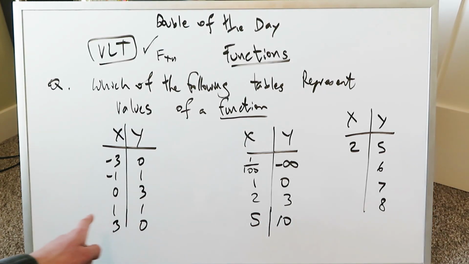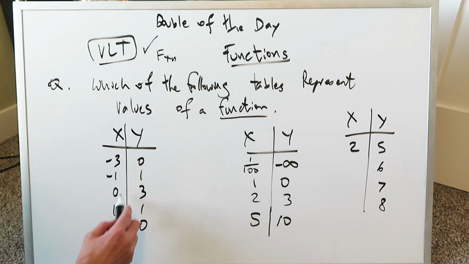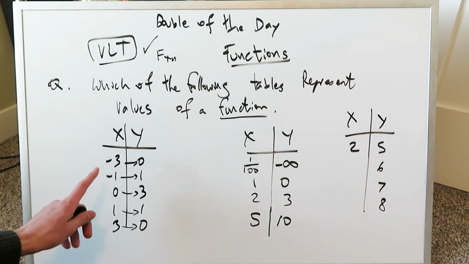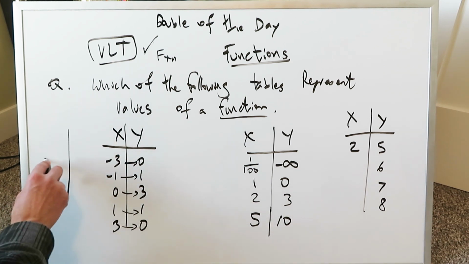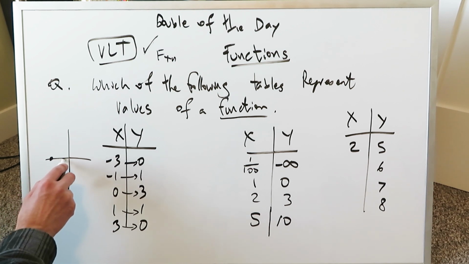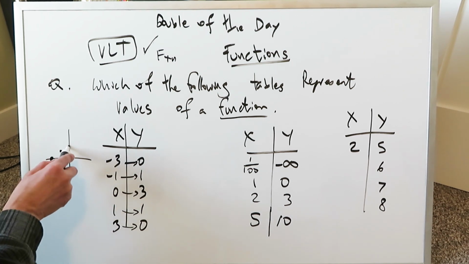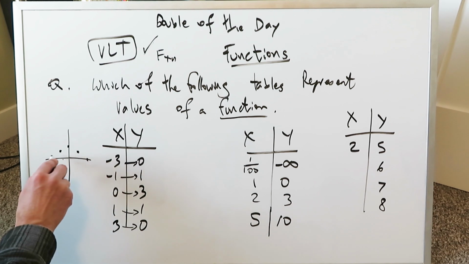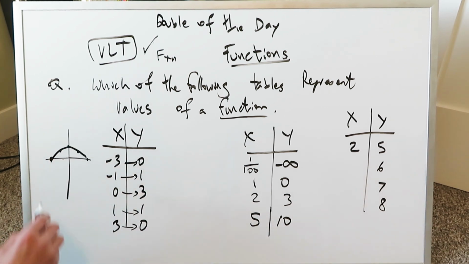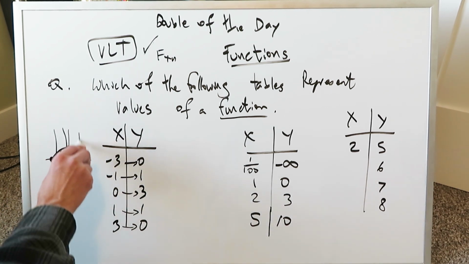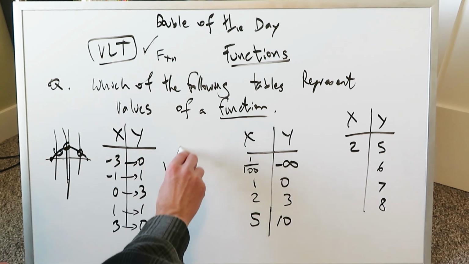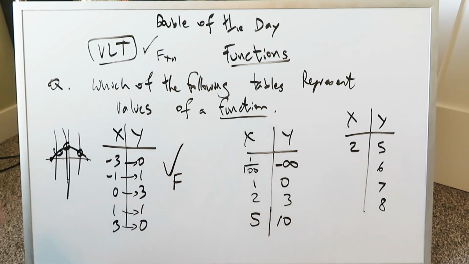Let's look at these three tables of values and answer the same question: which of these represents a function, which of these does not? When you're looking right over here, just see if there's a one-to-one correspondence. Each of these different x values is corresponding to a different y value, and I'm seeing a one-to-one correspondence. If you're unsure, just graph it out. Here's -3, 0, here's -1, 1, here's 0, 3, 1, 1, and 3, 0, and it looks like a curve like that. If you were to draw vertical lines, it would only cross at 1 point, and it would easily pass a vertical line test, and this indeed would represent a function.